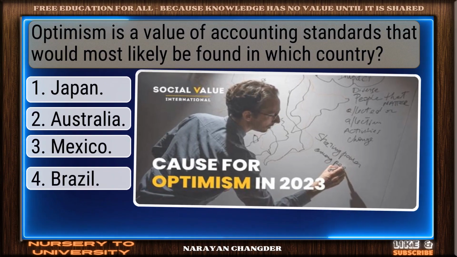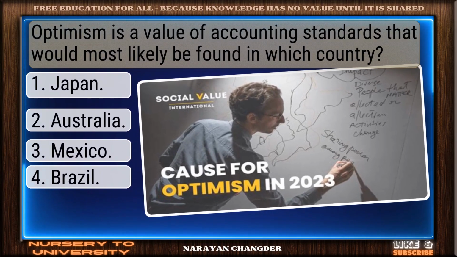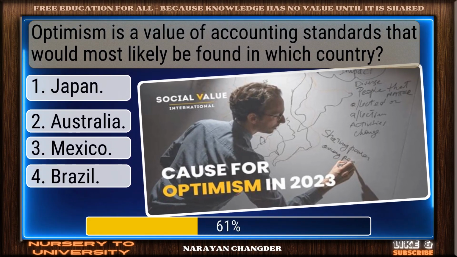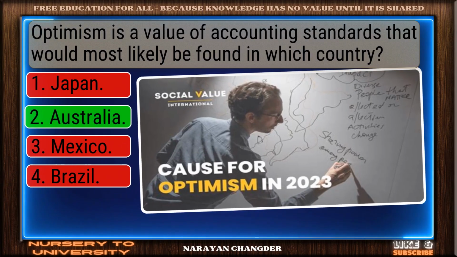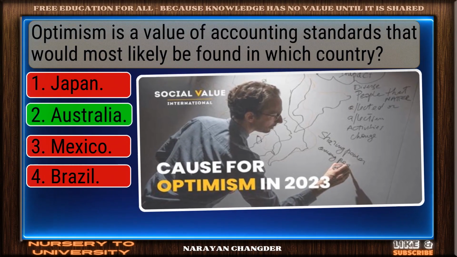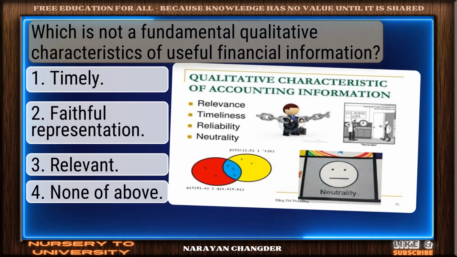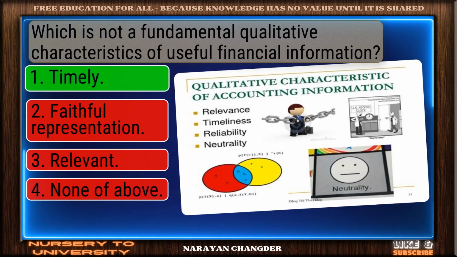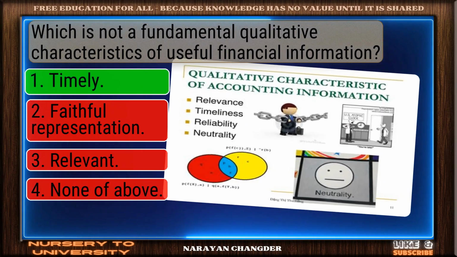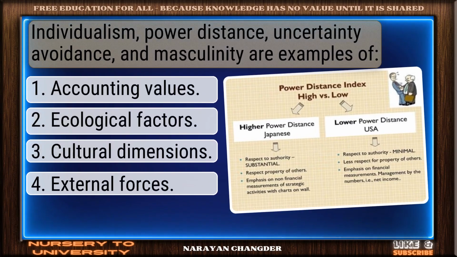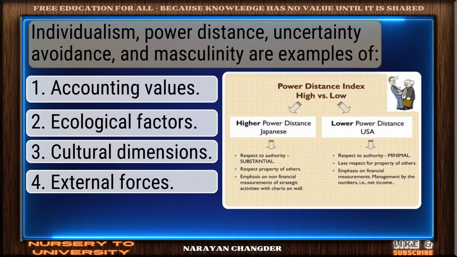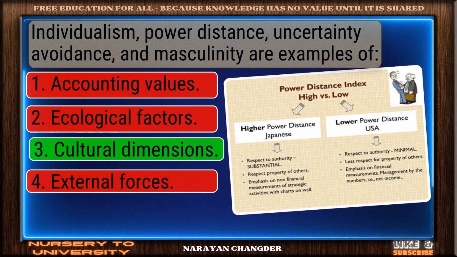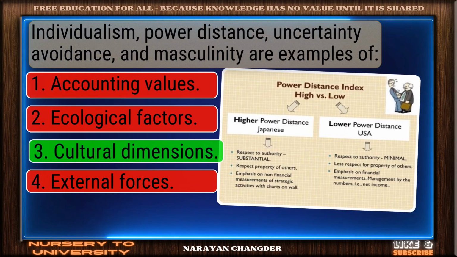Optimism is a value of accounting standards that would most likely be found in which country? Exactly. Australia makes sense, and it is the right choice. Which is not a fundamental qualitative characteristic of useful financial information? Great thinking. Timely is the right choice. Individualism, power distance, uncertainty avoidance, and masculinity are examples of. On track. Cultural dimensions is the correct answer.